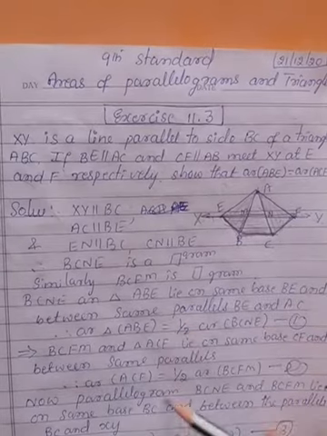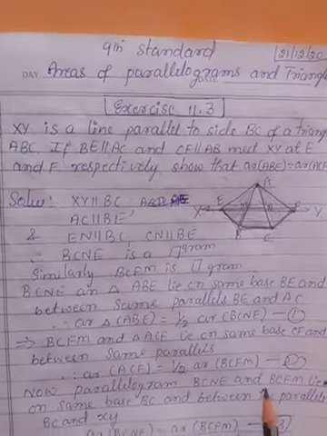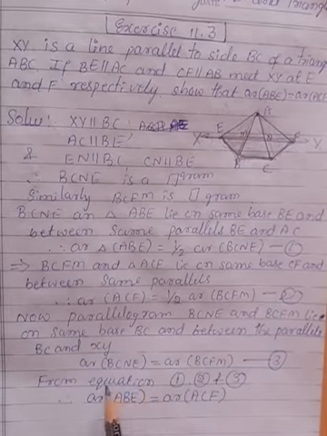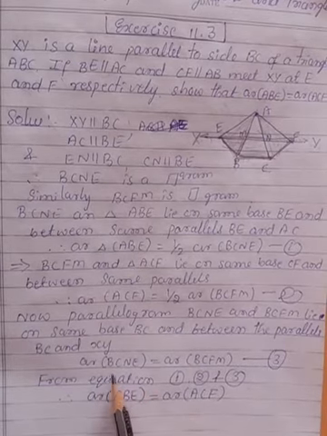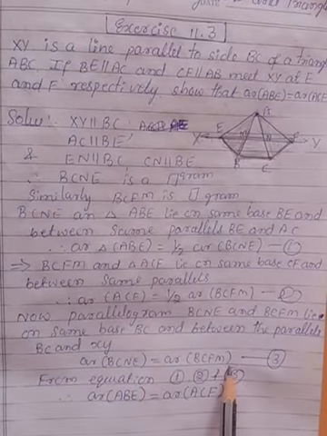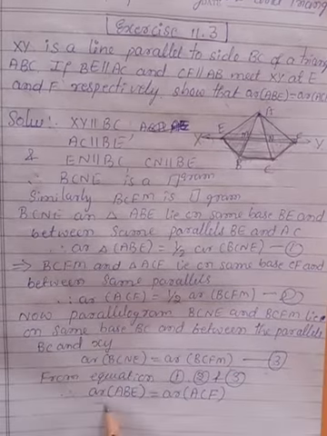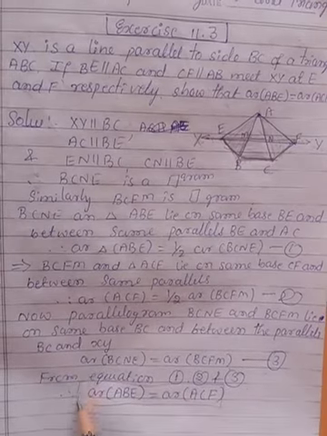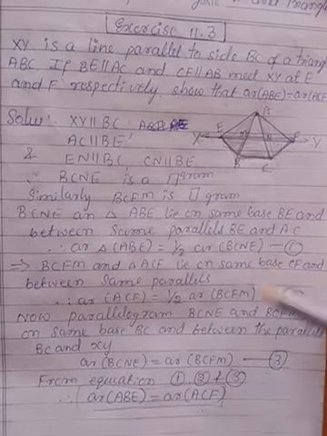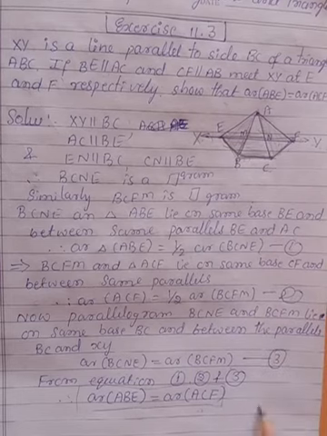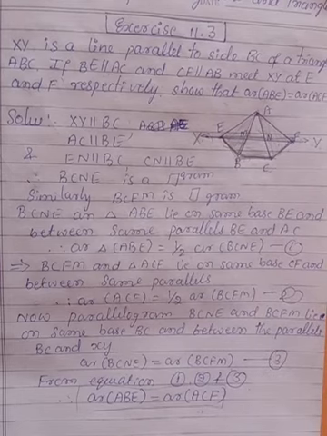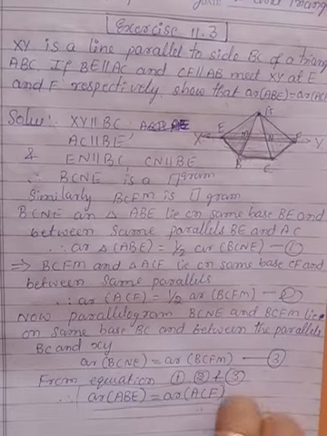Therefore, area of ABE will be equal to, see here, area of BCNE will be equal to area of BCFM. Therefore, from all these three, finally we can conclude that area of ABE will be equal to area of ACF, because here the RHS parts are same. Clear? This is the first problem. Next, we will move to the next problem.